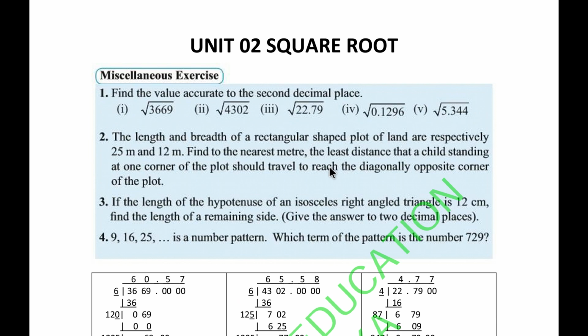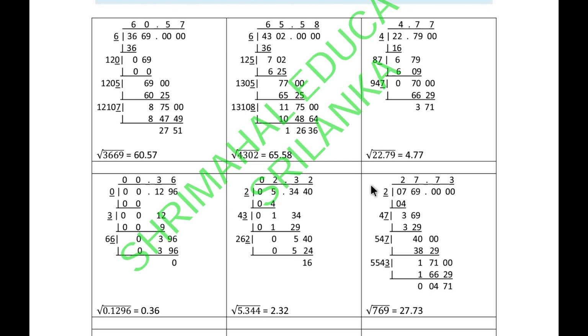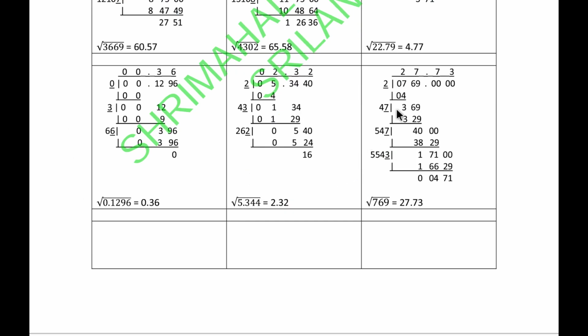Okay, the next one, they say the length and breadth of a rectangular plot of land are this much. Find to the nearest meter the least distance the child standing at a corner of the plot should travel to reach the diagonally opposite corner. So you need to apply the Pythagoras theorem. It's root of 25 to the power 2 plus 12 to the power 2. After you calculate that, you get 769. So you need to find the root of 769.